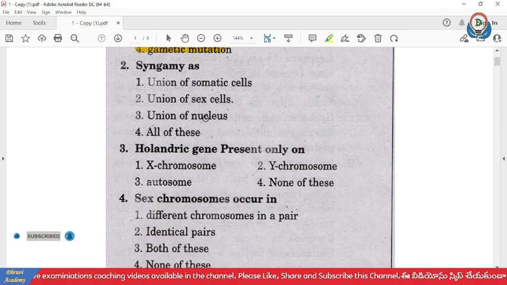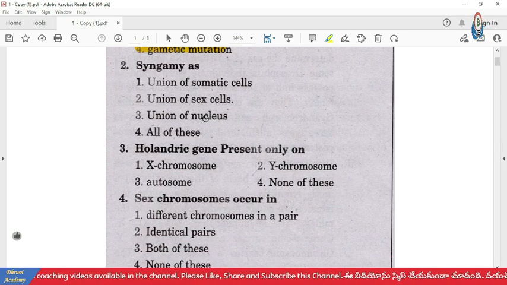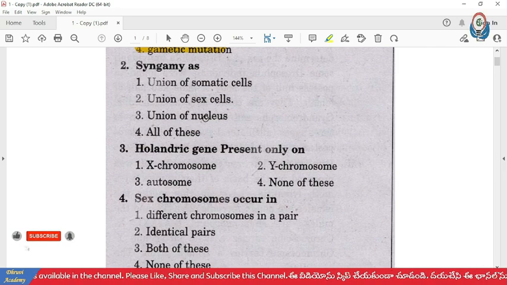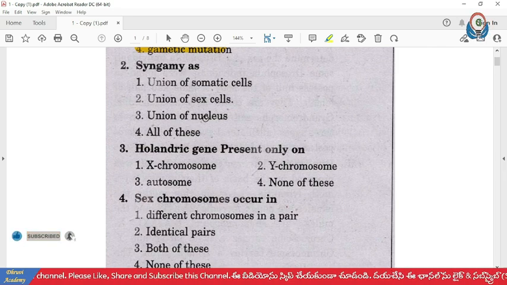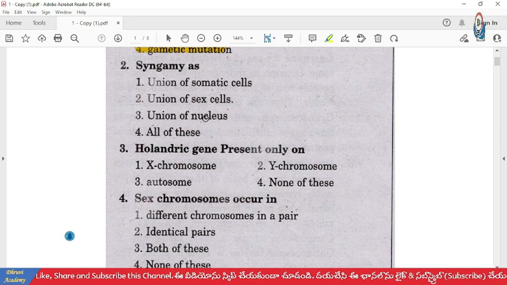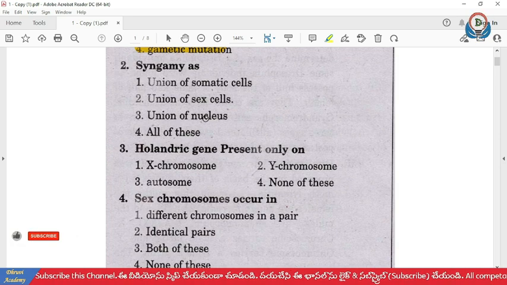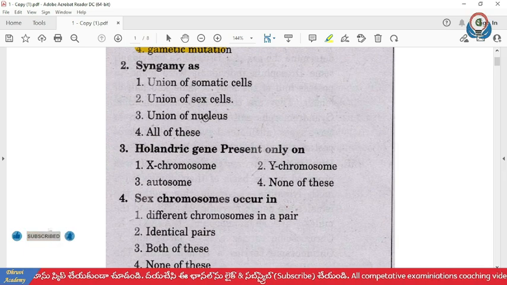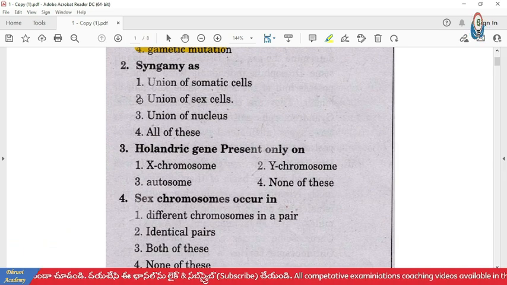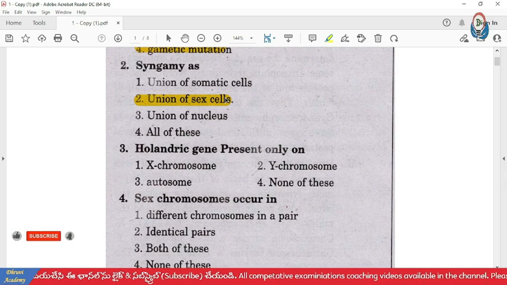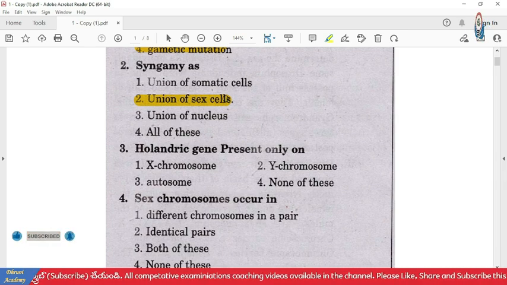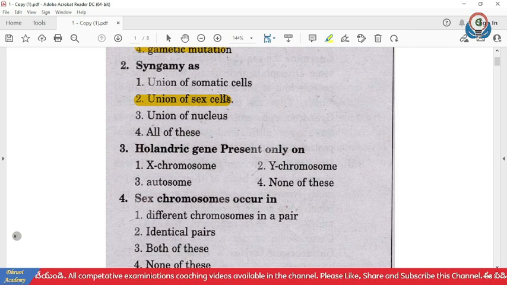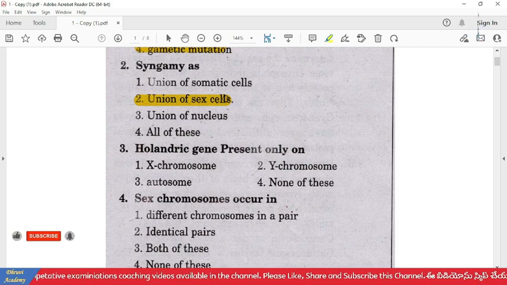What is syngamy? Is it, first, the union of somatic cells, or the union of sex cells, or third, the union of nuclei, or fourth, all of these? Which is the correct answer? Syngamy is the union of sex cells, that is, the fusion of two cells or their nuclei in reproduction.